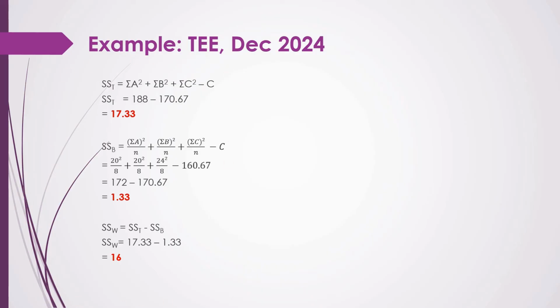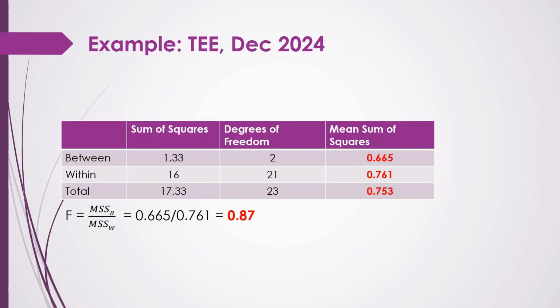We have all the sums of squares, and the next step is putting the values in the ANOVA table and calculating the mean sum of squares. So this is the table. I have the values here and the mean sum of squares: 1.33 divided by 2, 0.665, 16 divided by 21, 0.761, 17.33 divided by 23, 0.753. Finally, the F statistic, mean sum of squares between the groups by mean sum of squares within the groups. And we get 0.87. And if you have got this value, again, congratulations, you have mastered one-way ANOVA.